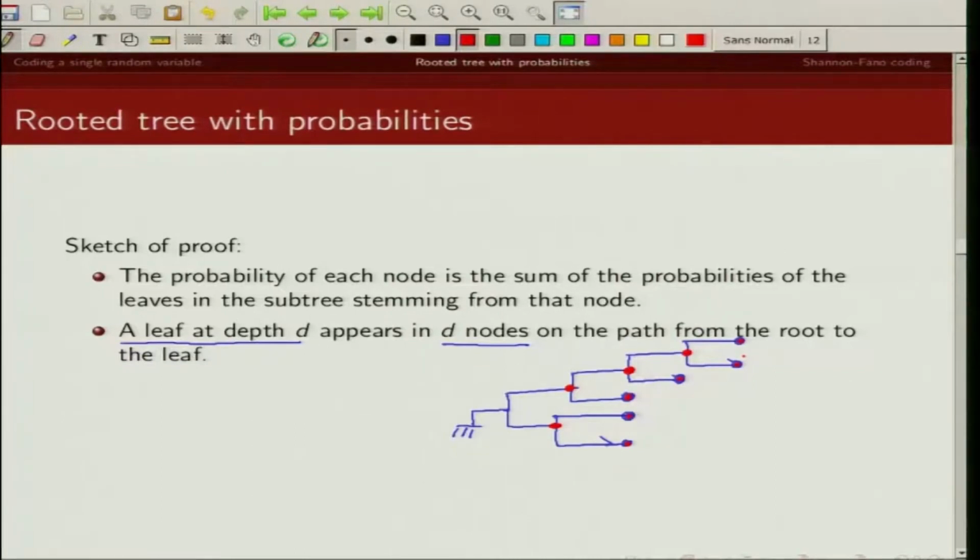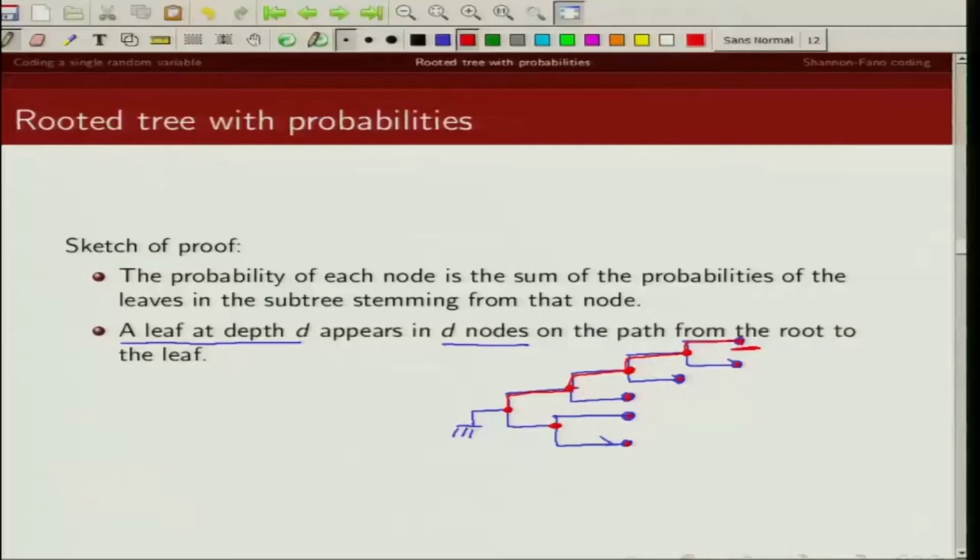Now, what I am saying is a leaf at depth d appears in d nodes on the path from the root to the leaf. So, let us look at this; this is my root node, right. If I look at the path and let us look at this particular leaf, this particular leaf is at depth 1, 2, 3, 4. This leaf is at depth 4 from the root.